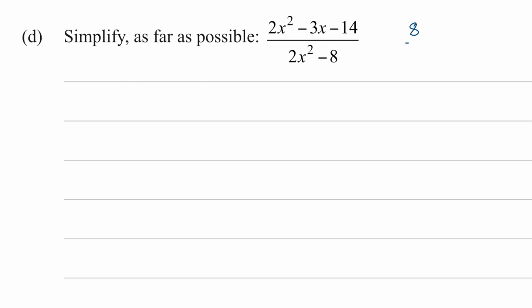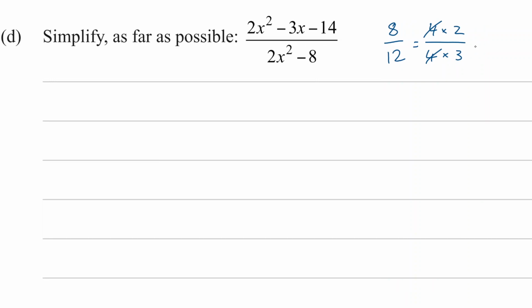So for example, 8 divided by 12: we could write 8 as 4 times 2, and we could write 12 as 4 times 3, right? Splitting them up into their factors. They have a common factor of 4. So 4 divided by 4 is 1, and we're left with 2 over 3. That's how to simplify a fraction with just integer numbers in it.